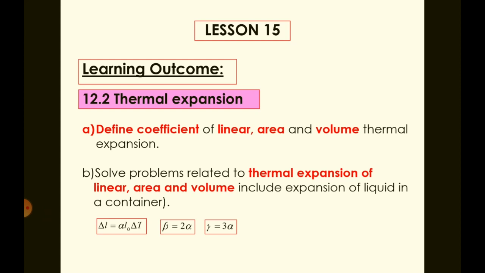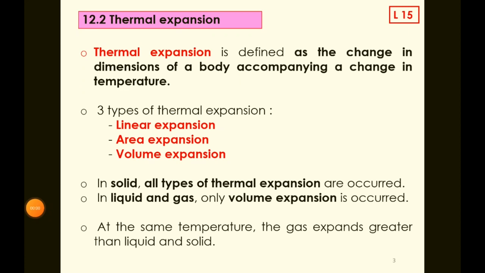So these are all the equations that we will find in this subtopic. The definition of thermal expansion is the change in dimensions of a body accompanying a change in temperature. There are three types of thermal expansion. The first one is linear expansion, the second is area expansion, and the third one is volume expansion.